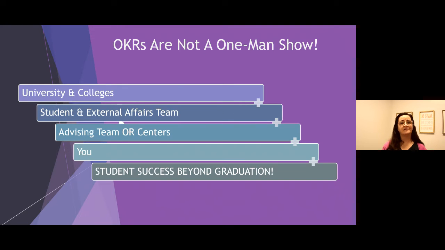So OKRs are not what we would call a one-man show. It's not just you and a piece of paper and your pen writing down your goals. OKRs are all about breaking down silos and starting to build relationships outside of your own comfort zone and maybe within your own academic center, because your OKRs are really not just about you as an individual in academic advising, but you're creating those specific goals to help provide better advising services for the students that we work with, for your advising team that you're a part of, and in the big picture, the university and the college as a whole, in creating student success far beyond their time with us and beyond graduation.